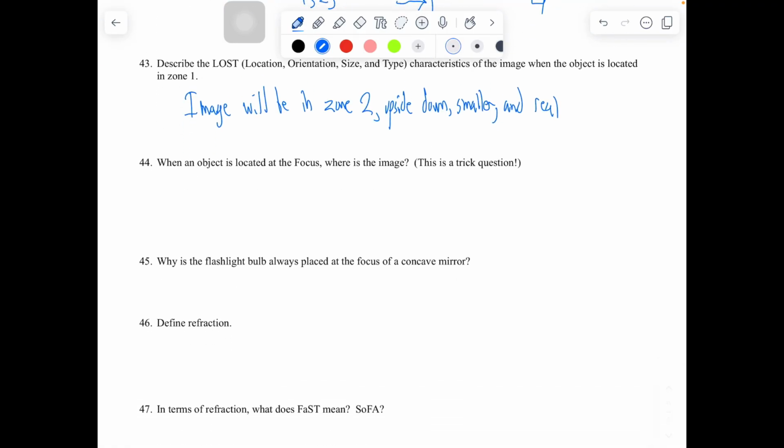Number 44. When an object is located at the focus, where is the image? This is a trick question. We're telling you, it's a trick question. If the object is at the focus, there will be no image.